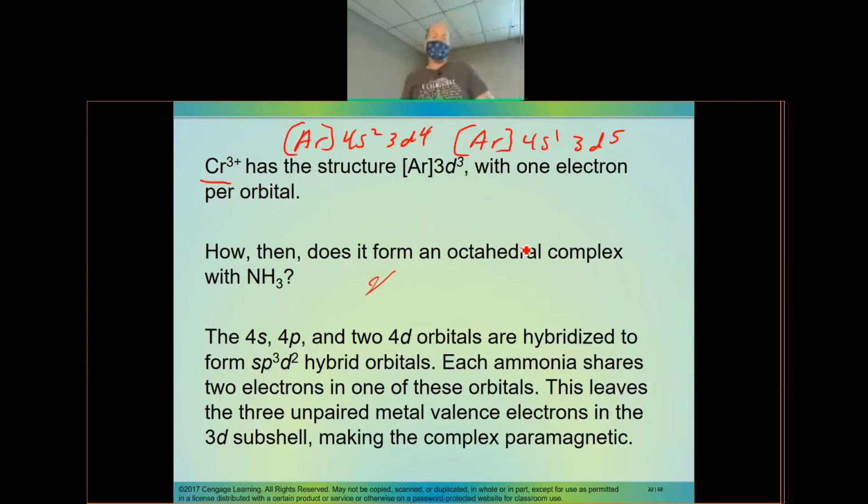Either way, your chromium neutral is a d6. So chromium neutral is d6. Now we want chromium +3. So we're going to take off 3 electrons. So we take off the highest energy electron first, the 4s1, and then we take 2 of these, and we end up with argon 3d3.